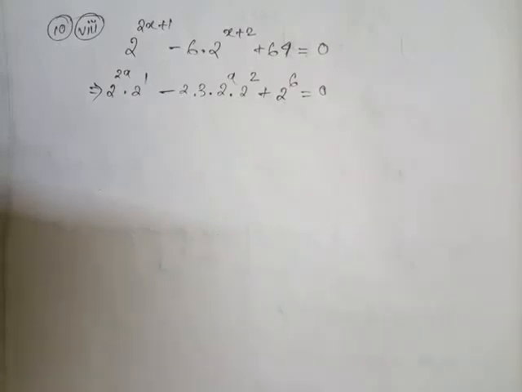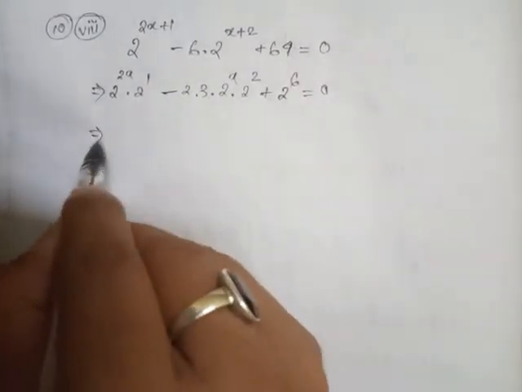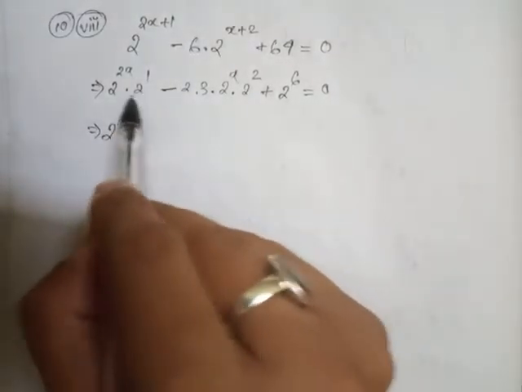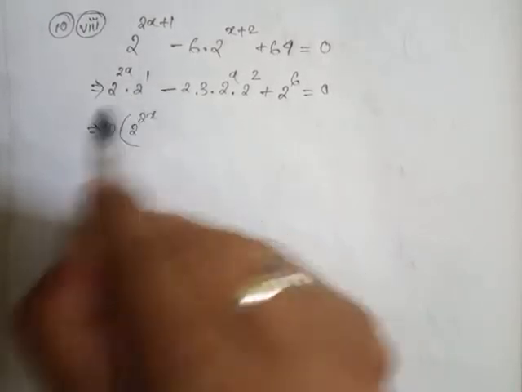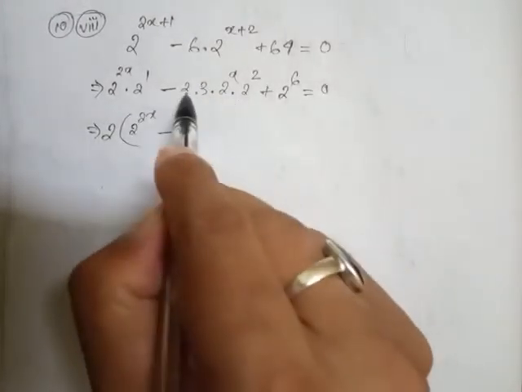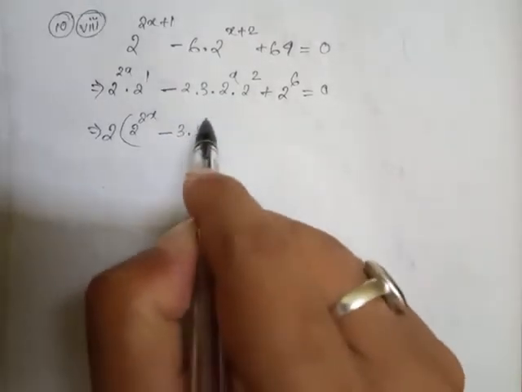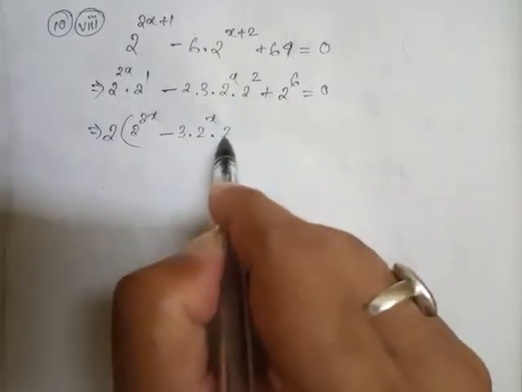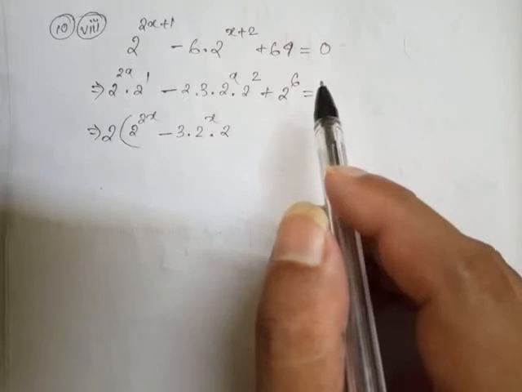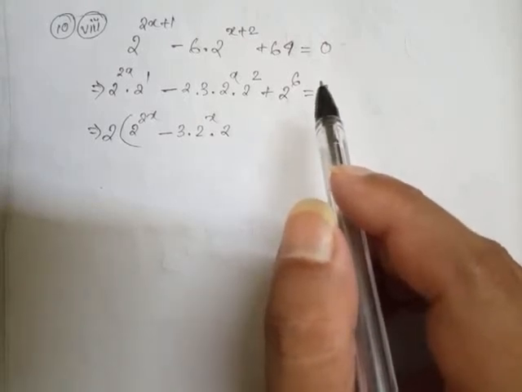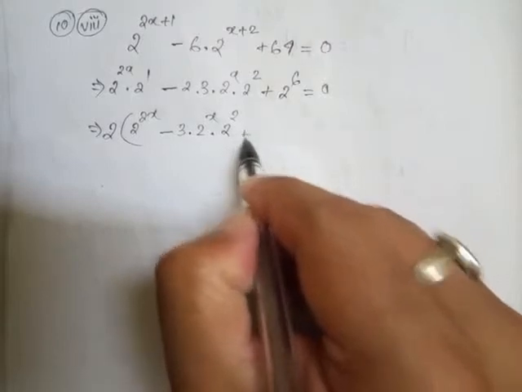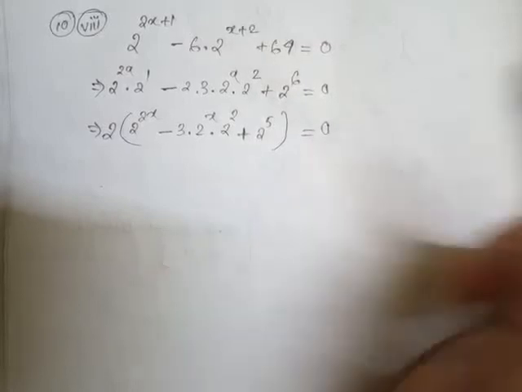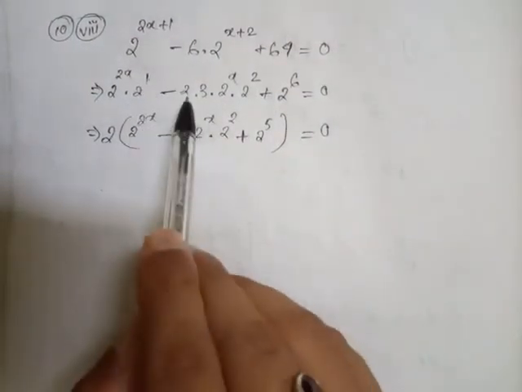Now look, student, if I take only 2 common, then from here 2 to the power 2x will be here, because 2 will be here, minus, from here student, if I take 2 common, so 3 into 2 to the power x, and there is 2 square. From 2 square, if I take 2 common, there will be 2 here. And next one would be 2 to the power 5. I repeat again student, don't confuse.